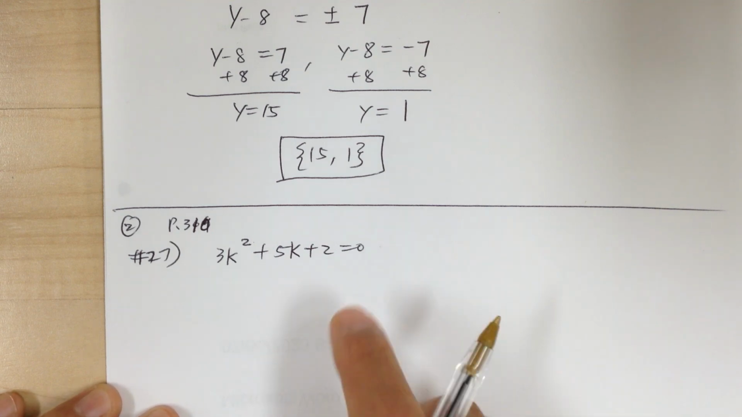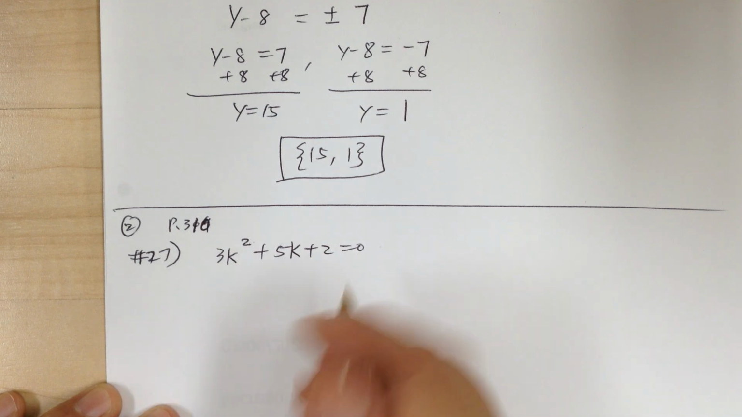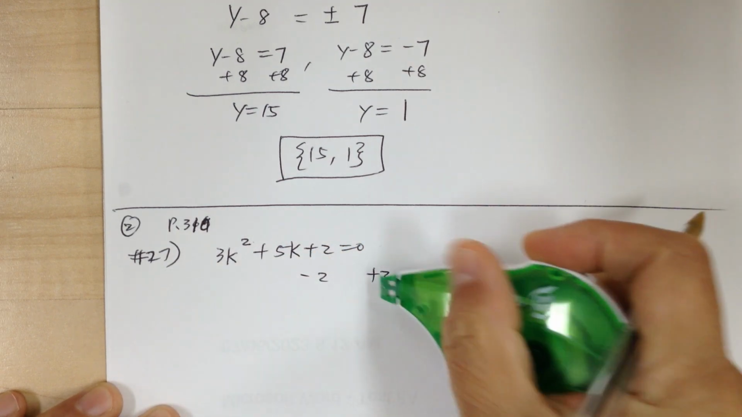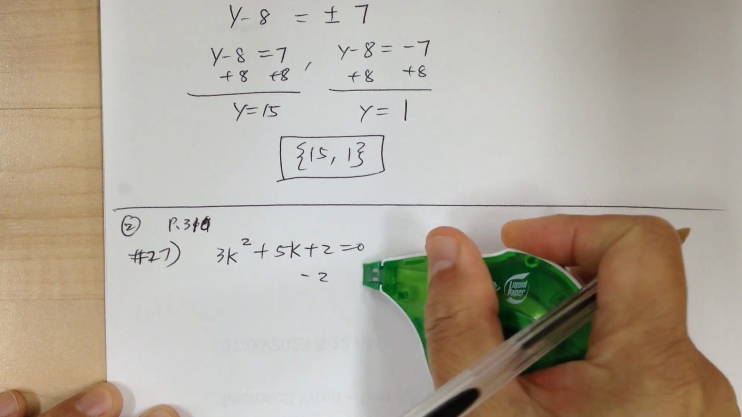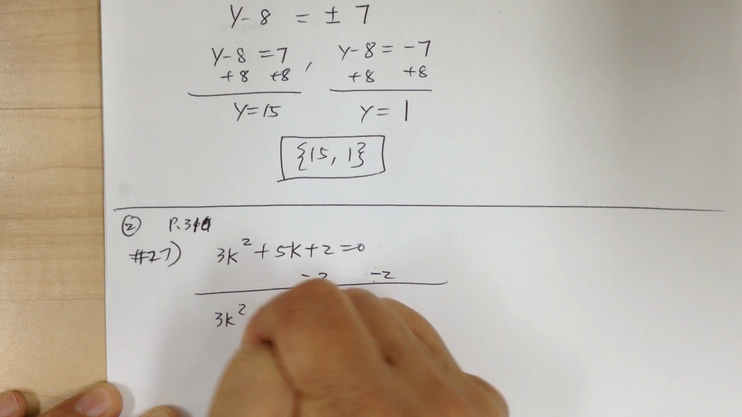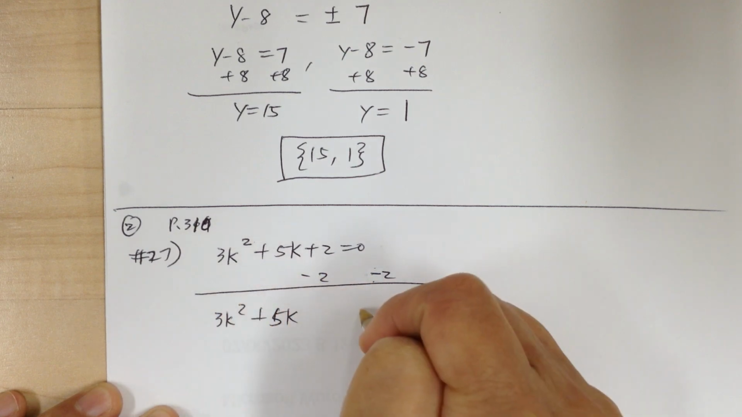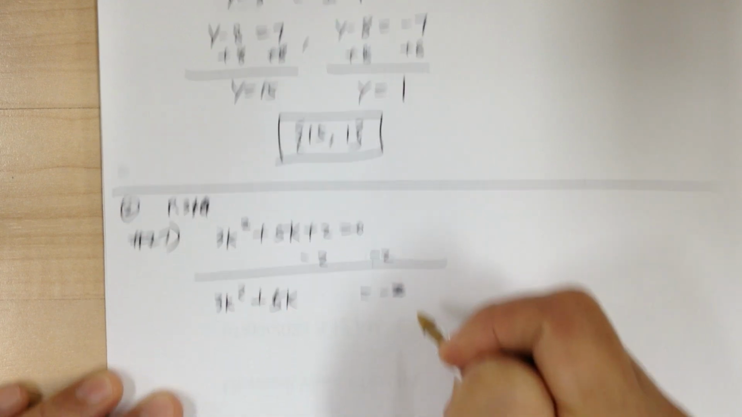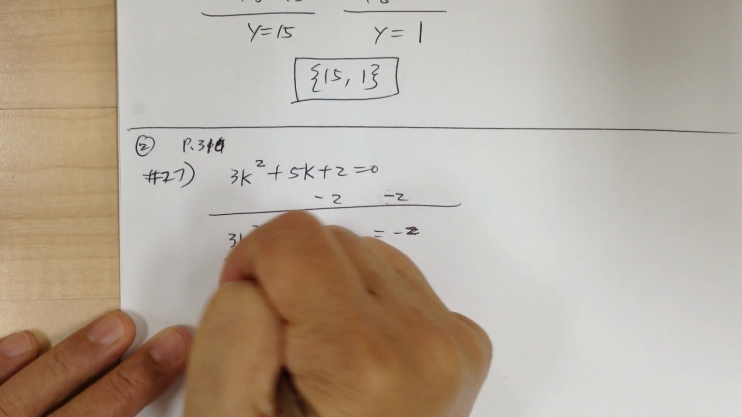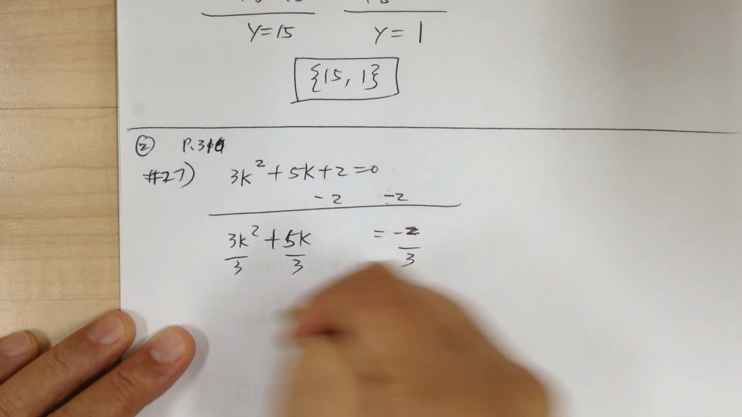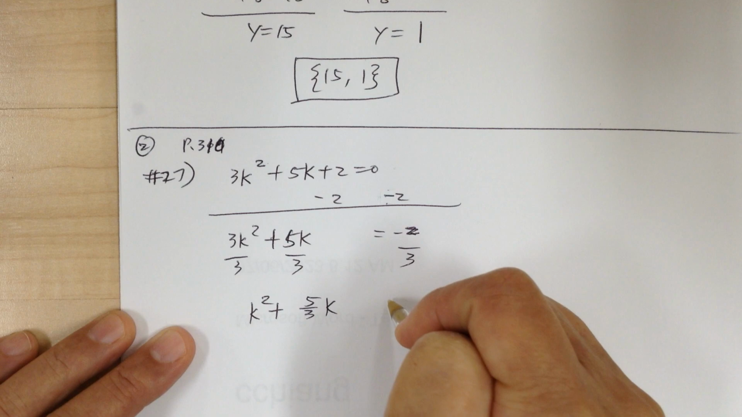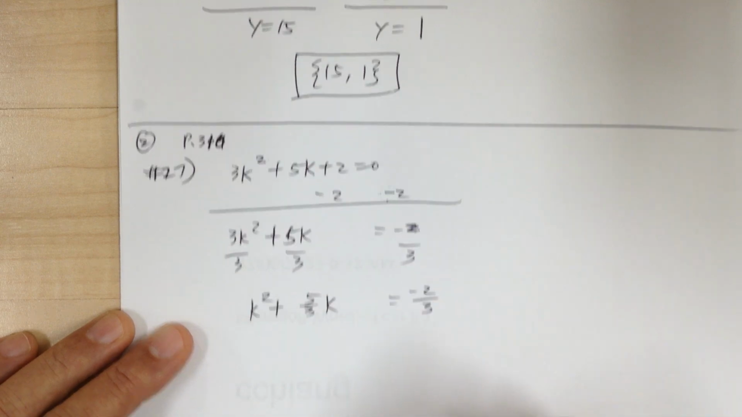So to complete the square, first let's get rid of this number and get rid of this number. So let's minus 2 on both sides. So you've got 3k squared plus 5k equal to negative 2. Okay, so first get rid of the c number. Now let's get rid of the a number. So dividing by 3, you've got k squared plus 5 over 3k equal to negative 2 over 3.